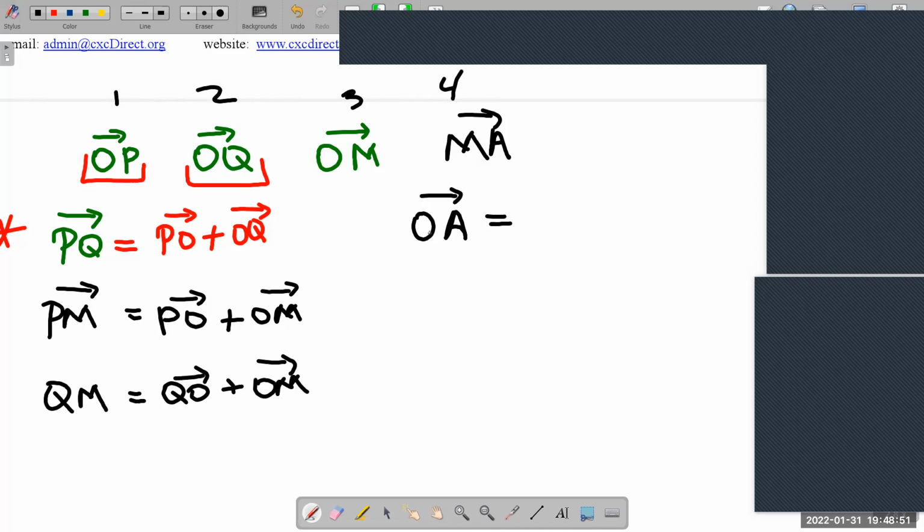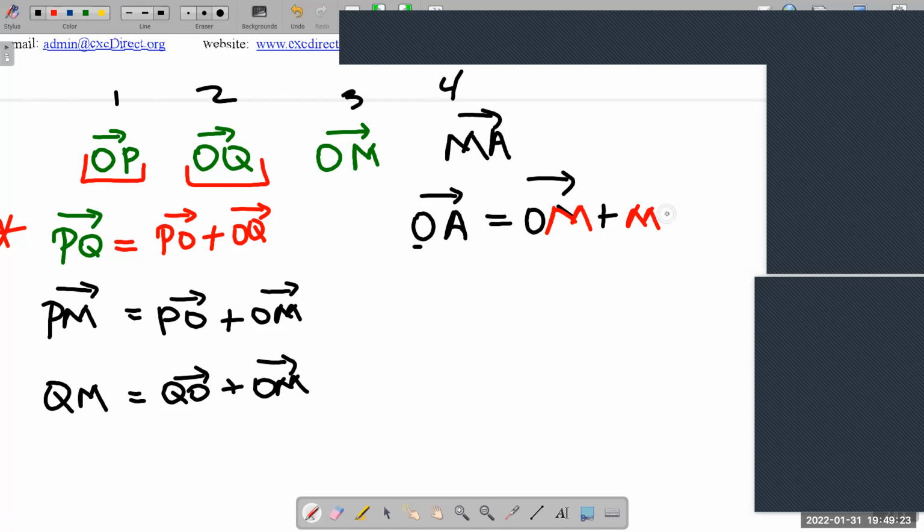Look at it. You want to start off with O, so it must be one of them that starts off with an O. And what connects O to A? M. So you're going to have OM. Let me just use a different color so you could stand out. If you use OM, right? Check this out. OM plus MA.